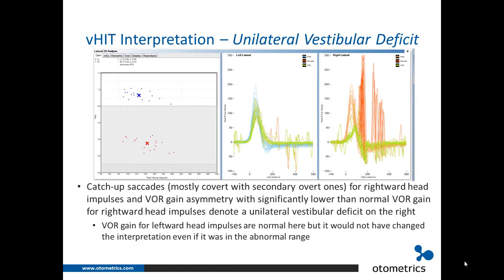Here's an example of a patient with a unilateral vestibular dysfunction. Catch-up saccades are present for rightward head impulses. They're mostly covert saccades, followed by secondary overt saccades. The VOR gain is significantly lower than 1, and there's a large gain asymmetry. These findings all indicate a lesion involving the right lateral canal or its afferent neural pathway. The VOR gain for the leftward head impulses is normal here, but its status is not relevant to the interpretation of this case.